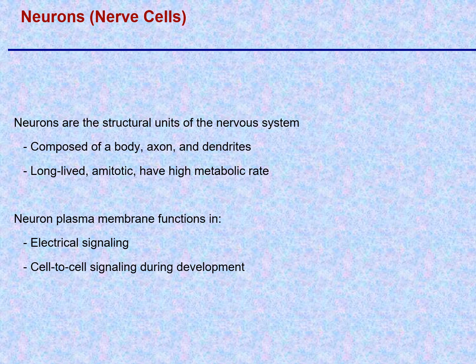Most of them live the entire lifetime of a person. They are amitotic, which means they don't undergo mitosis. They don't divide. Once they've developed, they don't divide further. And they have a very high metabolic rate, with a high turnover of nutrients and energy production because they use a lot of energy.